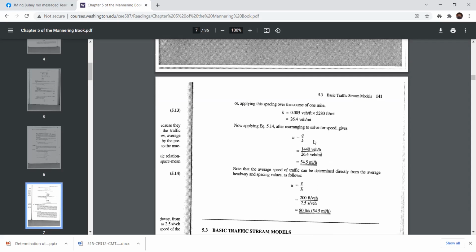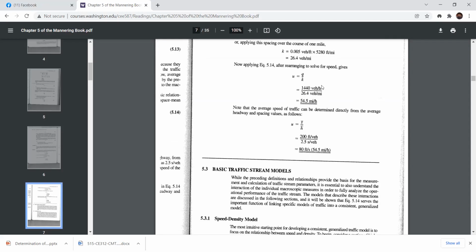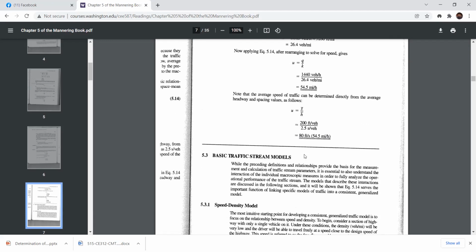Now after rearranging to solve for speed, this equation gives 1,440 vehicles per hour divided by 26.4 vehicles per mile, which equals 54.5 miles per hour, since the vehicle units cancel on top and bottom. Note that the average speed of the traffic can be determined directly from the average headway and spacing values as follows. So this is another formula: 200 feet per vehicle divided by 2.5 seconds per vehicle. The answer is 80 feet per second, or 54.5 miles per hour.